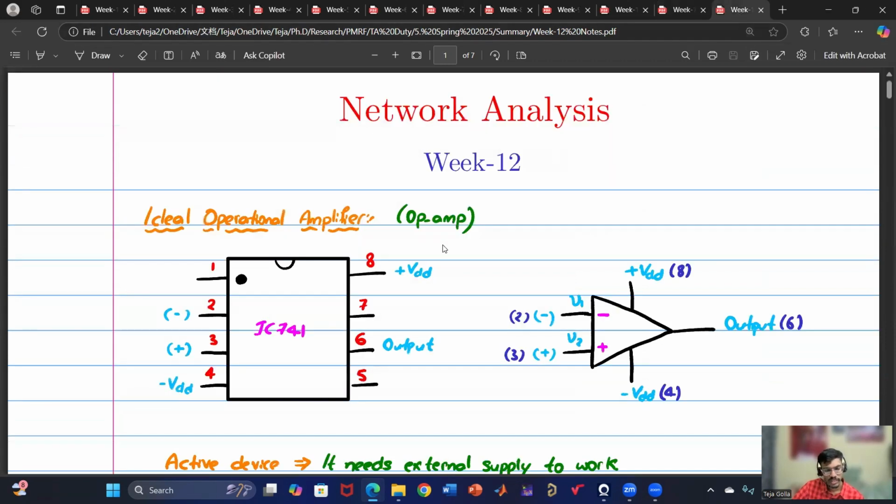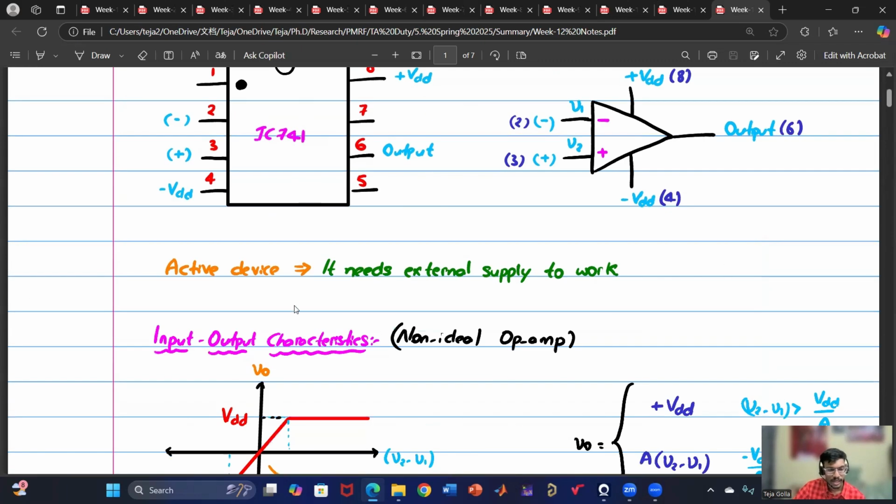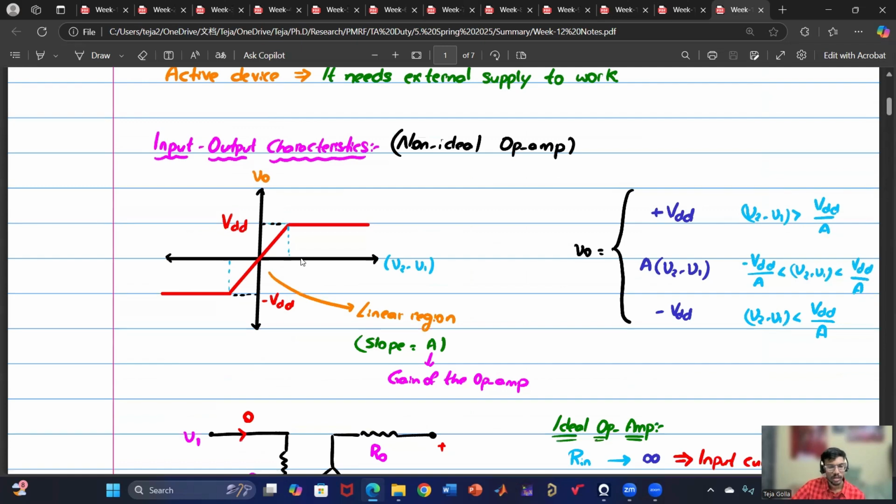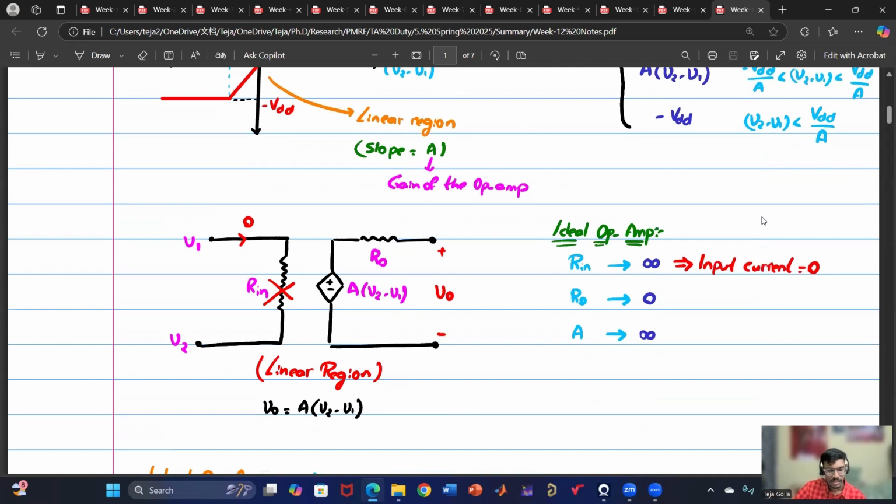Now we'll go to week 12, which is the ideal op-amp circuits. And this week is also very simple. It relies on only a few things, which I'll explain now. So we have seen what an op-amp looks like and what the practical circuit or practical IC looks like. And then we have seen the ideal and non-ideal op-amp characteristics, which have a linear region as well as a saturation region. And this is the circuit.